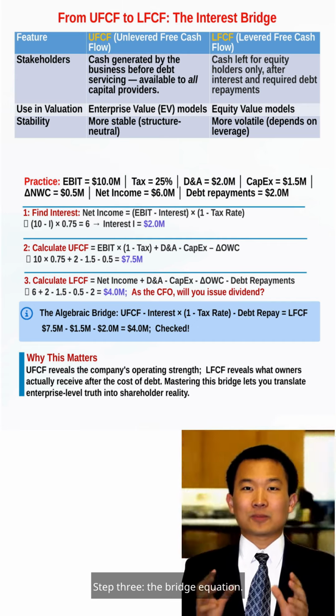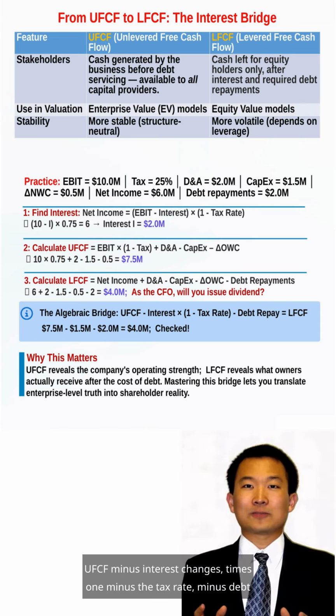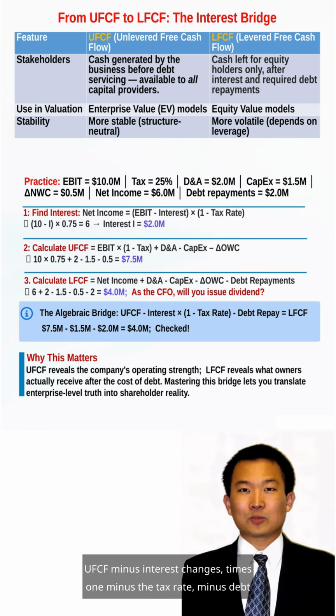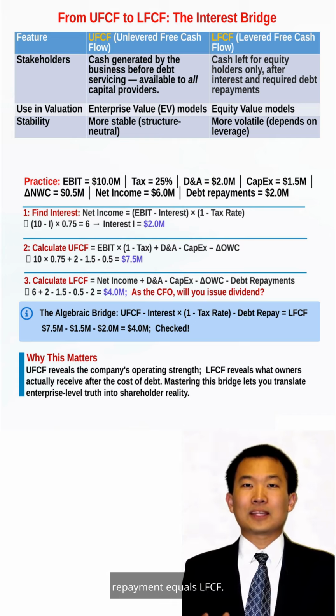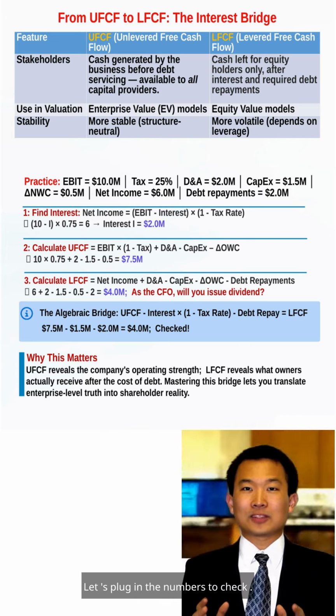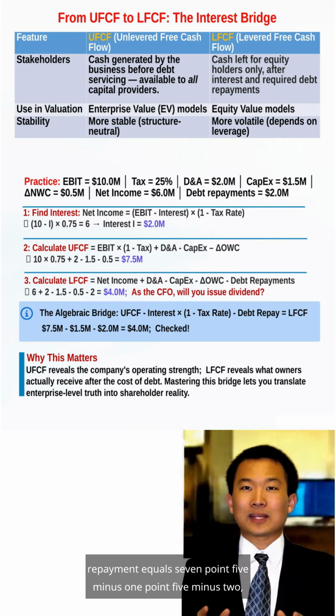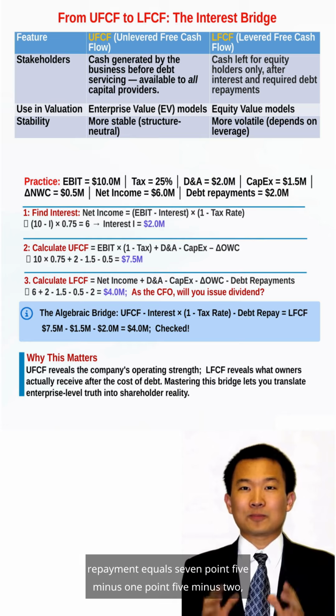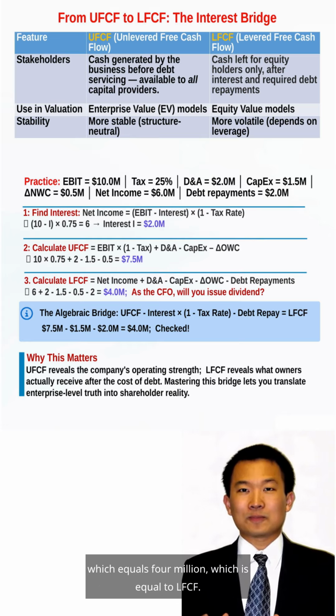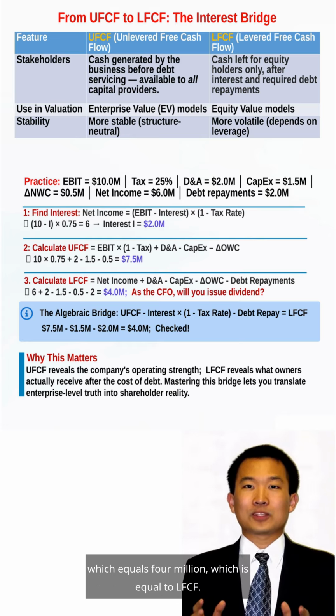Step 3, the bridge equation. UFCF minus interest times (1 minus the tax rate), minus debt repayment equals LFCF. Let's plug in the numbers to check. UFCF minus interest times (1 minus the tax rate), minus debt repayment equals 7.5 minus 1.5 minus 2, which equals 4 million, which is equal to LFCF.